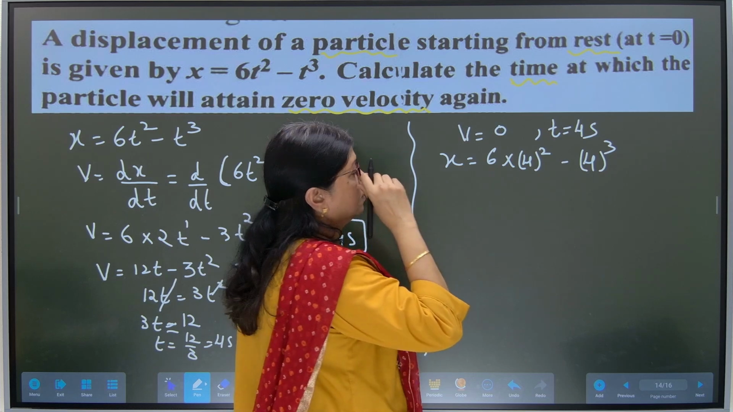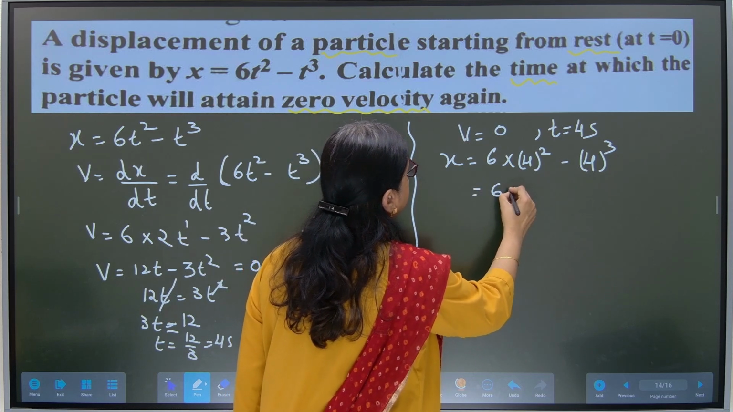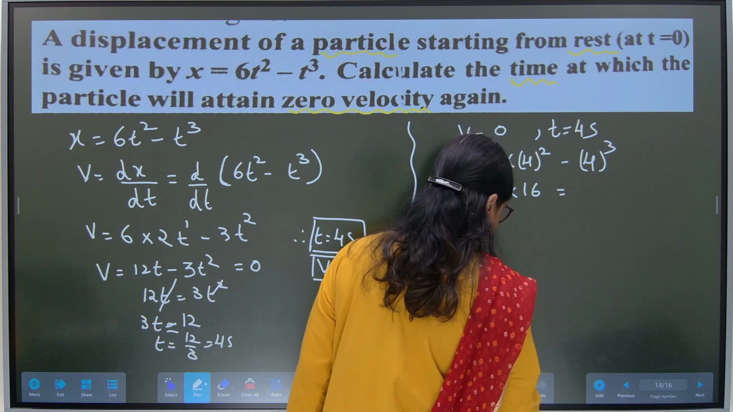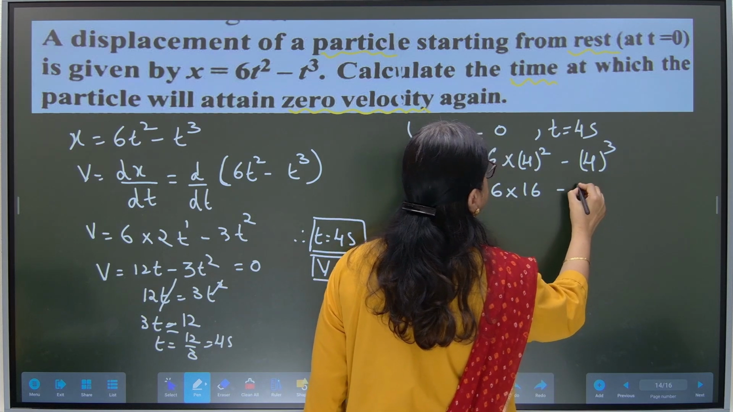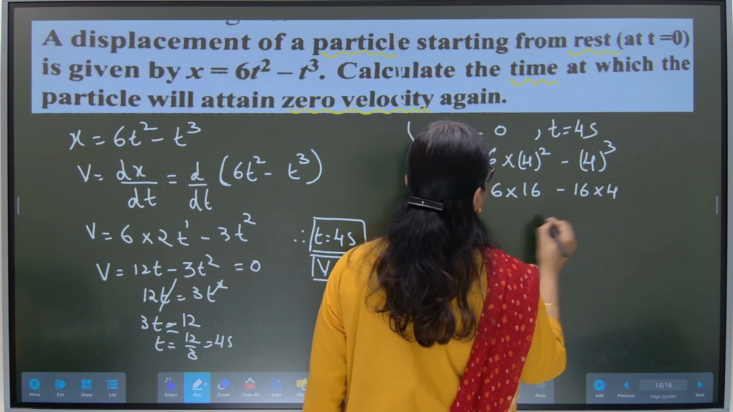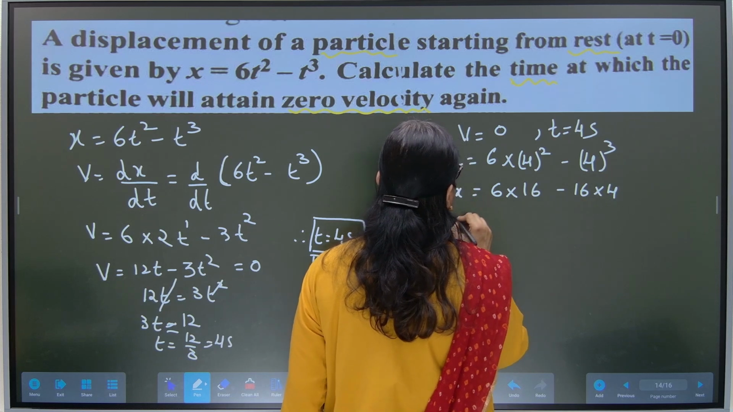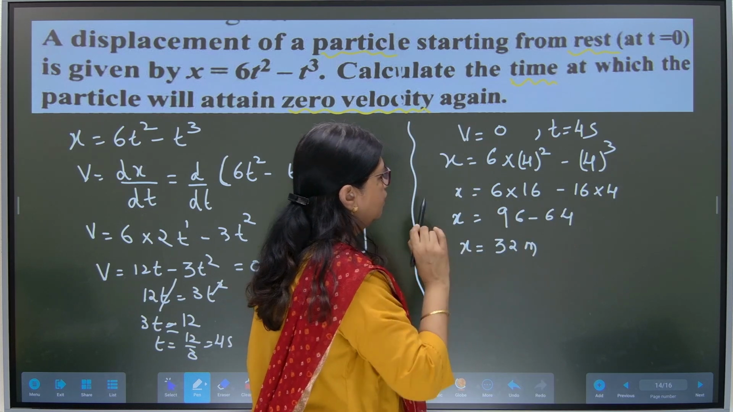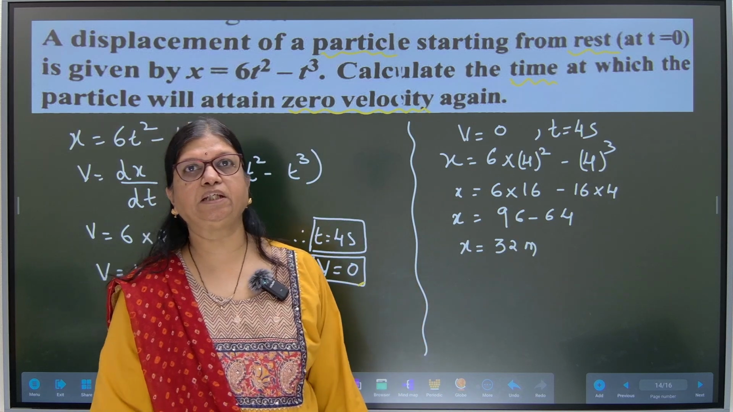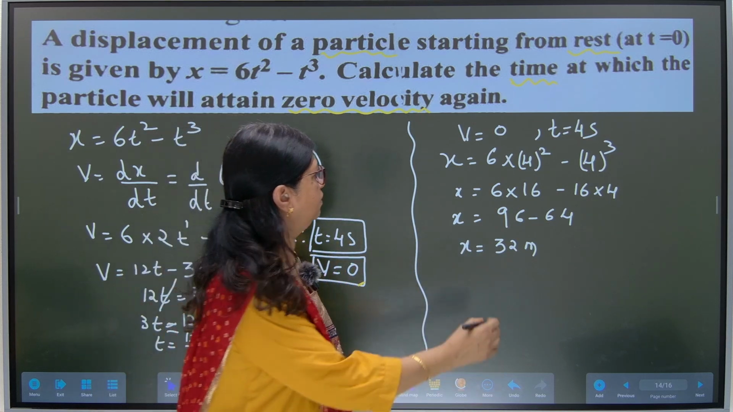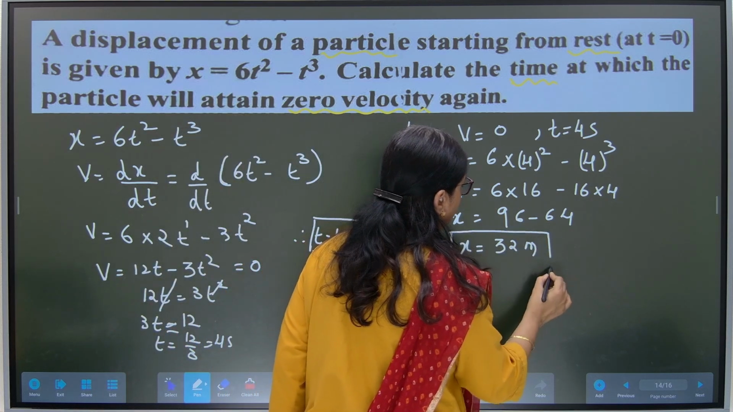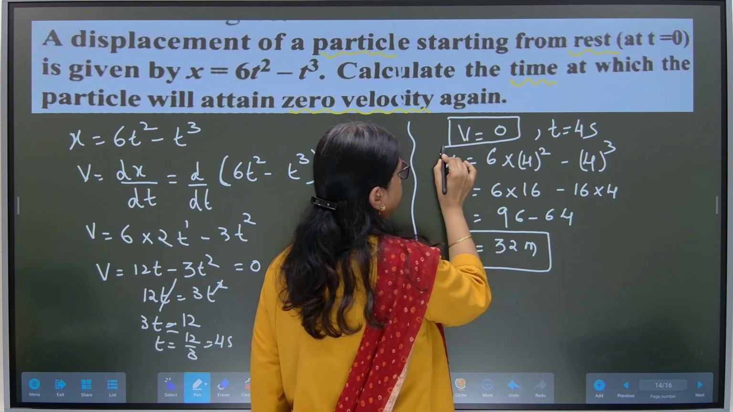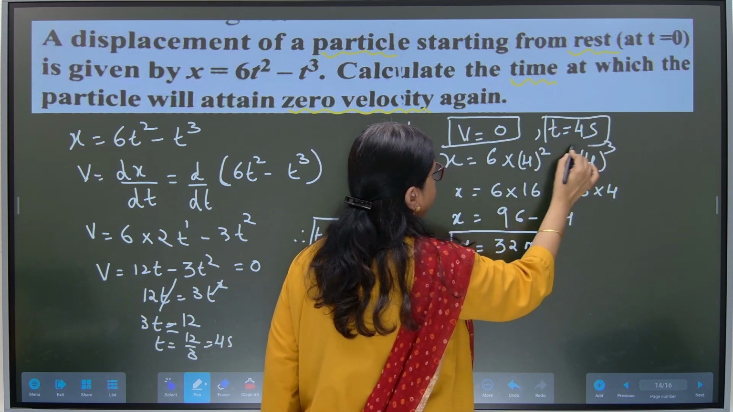Agreed? So 6 into 16 minus 16 into 4. So x is equal to 96 minus 64, where x is equal to 32 meters, is the displacement of the particle when v is equal to 0 such that t is equal to 4 s.